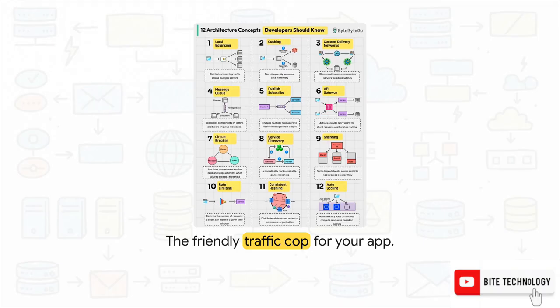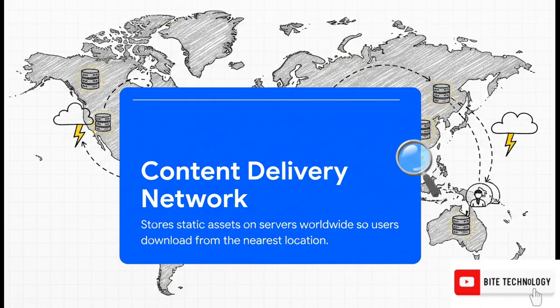The easiest way to picture it, a load balancer is basically the friendly traffic cop for your application. It's standing at this super busy digital intersection, just calmly directing every car or user request down different roads to make sure you never, ever get a traffic jam. Okay, so we're not crashing.